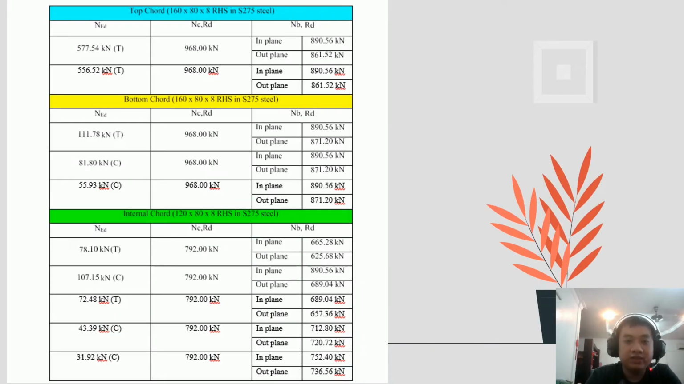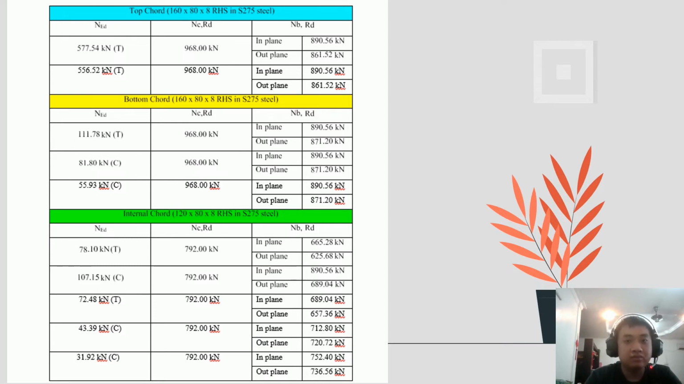Okay. This table is the summary of our calculation. 2 top chords, 3 bottom chords, and 5 internal chords, and NEd are different, and NcRd are the same in top chord, bottom chord, and internal chord because the lengths are the same. NbRd, in-plane or out-of-plane, in the top chord are also the same because they take the Lcr the same.